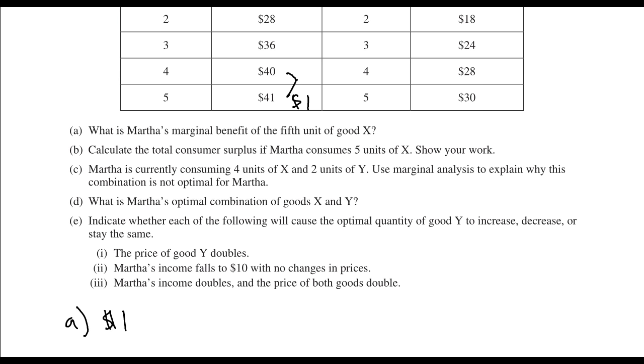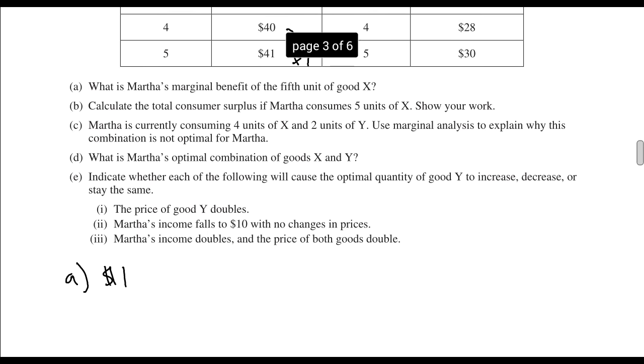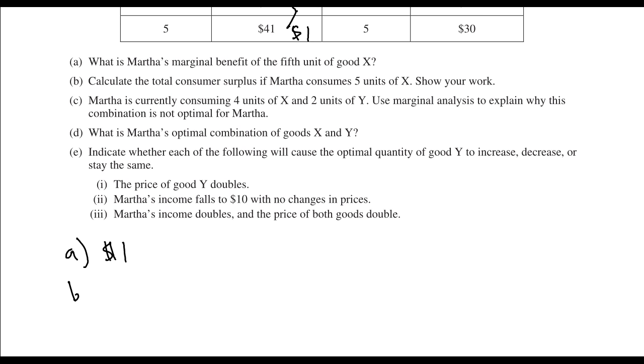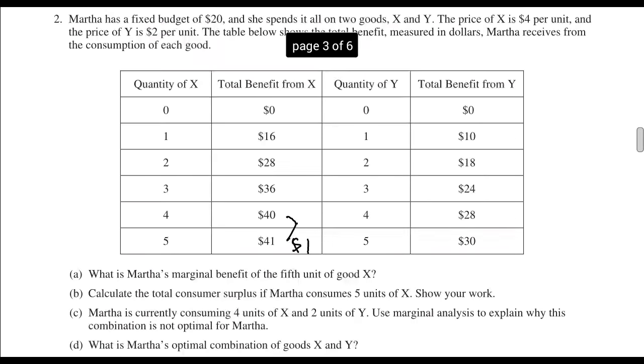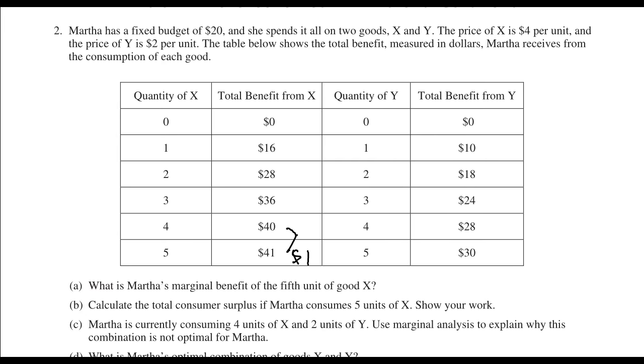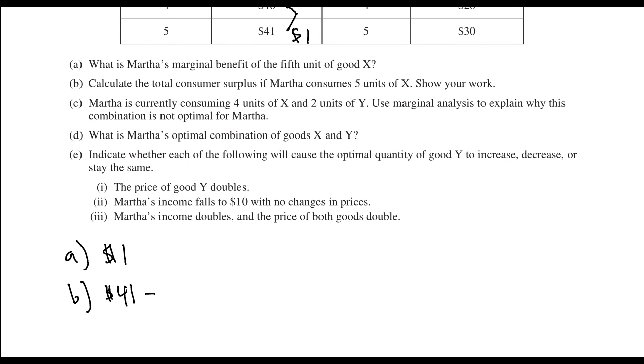Let's see, calculate the total consumer surplus if Martha consumes 5 units of X. Alright, well, if she consumes 5 units of X, her total benefit is $41. And then her total cost, 5 units of X, I forgot how much X costs. X is $4 per unit, so her total cost of 5 times 4 is $20. So again, this was the total benefit, and this is the total cost.